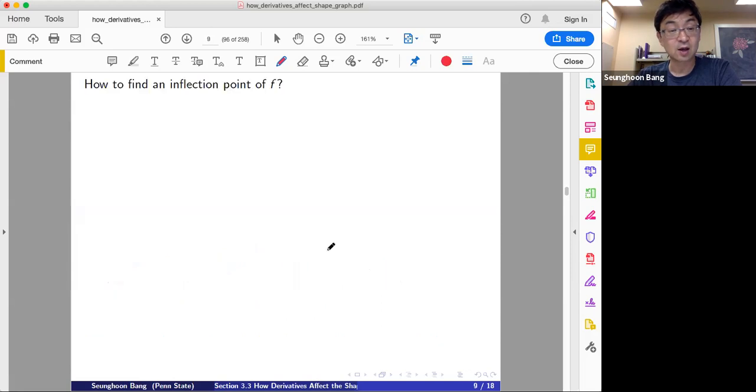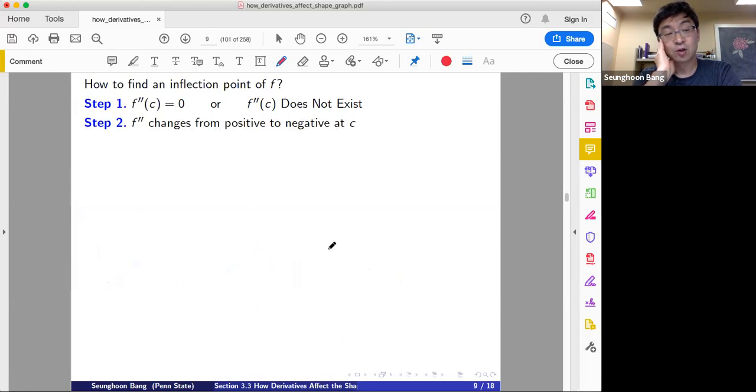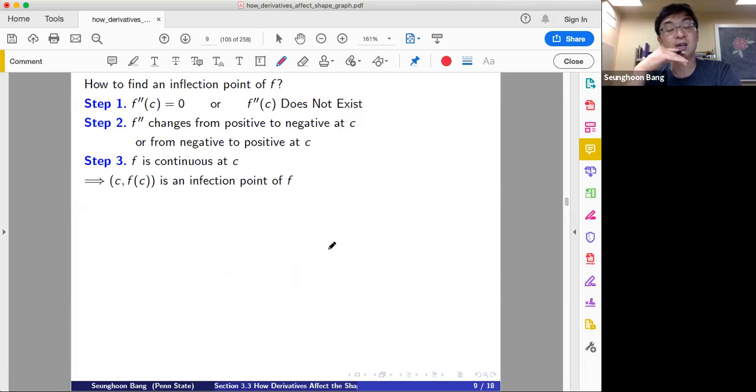This is the algebraic method for finding an inflection point. What's that? Step 1. You can find the c values such that the second derivative equals 0 or does not exist. Step 2. The second derivative changes from positive to negative at c, or from negative to positive at c. Step 3. You can check whether function f is continuous or not. If function f is continuous at c, then (c, f(c)) is an inflection point of f. That's it. This is the whole idea.